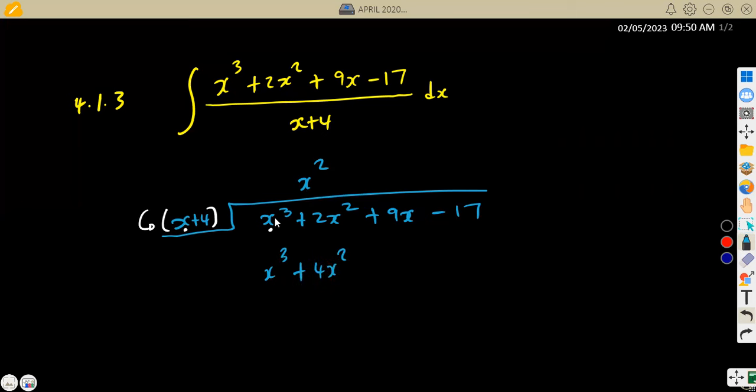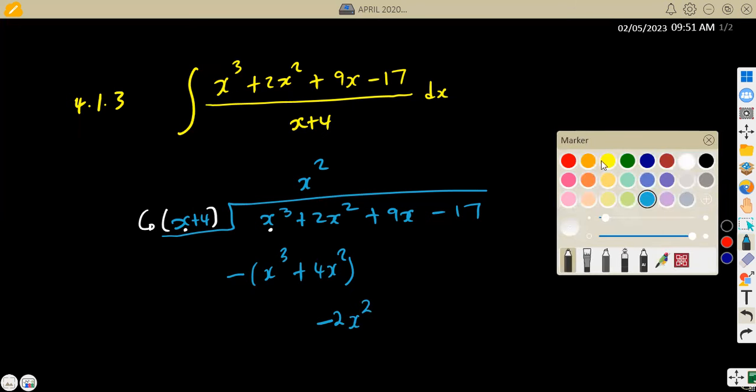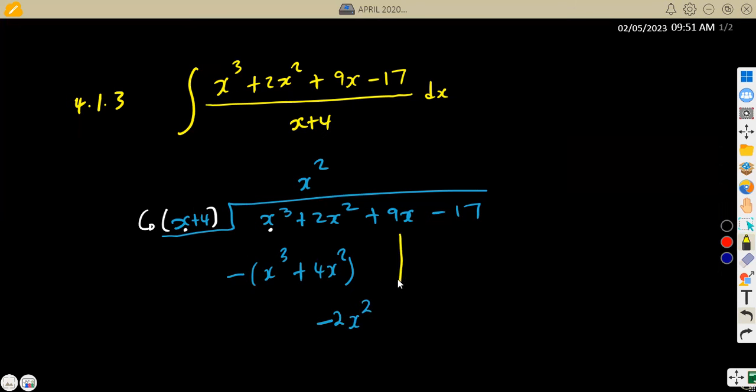And after multiplying back, we subtract these two from the original expression that we had. So x cubed minus x cubed is 0 there. We move on to 2x squared minus 4x squared, so 2 minus 4 is minus 2, that's minus 2x squared. And the rest of the terms, we have to drop them down, 9x and 17. So that is going to be plus 9x minus 17.